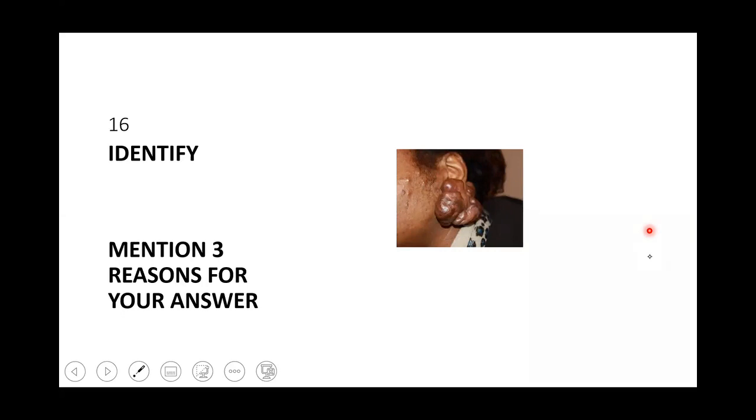Two. Then keloids have a racial predilection for blacks, while hypertrophic scar does not. Three. That is excellent. Keloids are commoner than hypertrophic scar. Oh, sorry, hypertrophic scars are commoner than keloid scars. I don't agree.